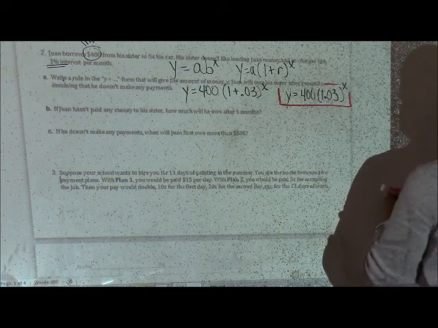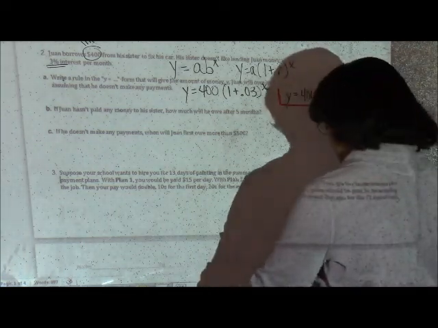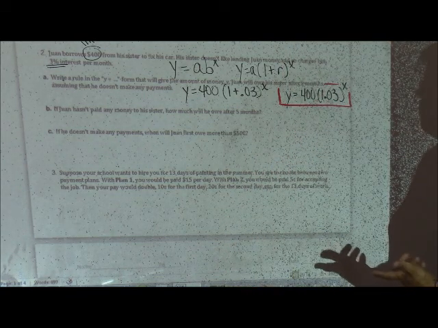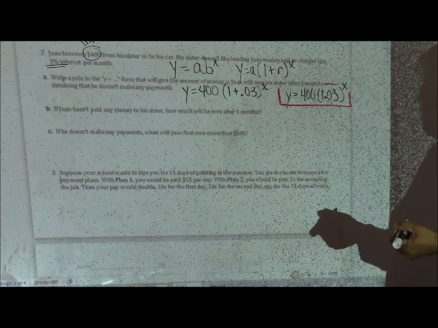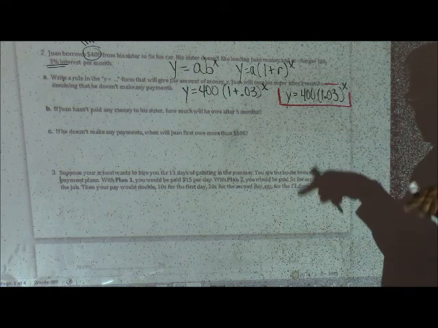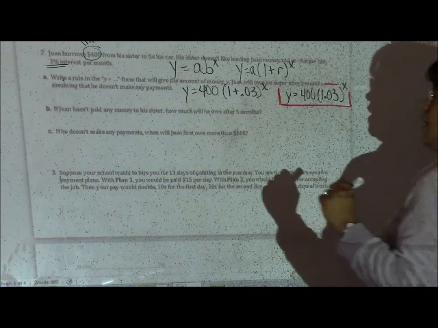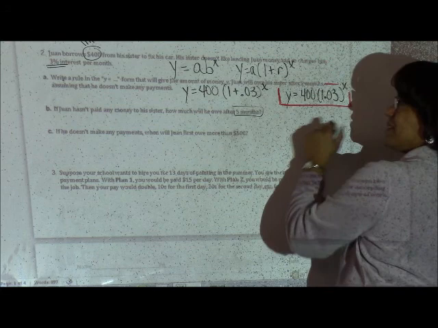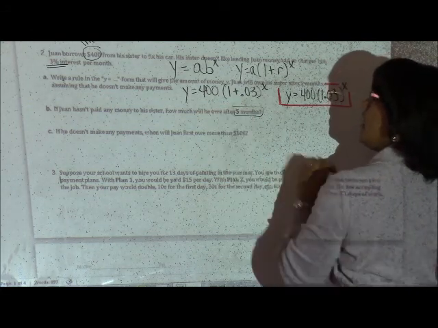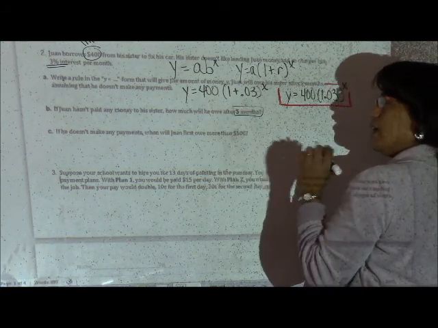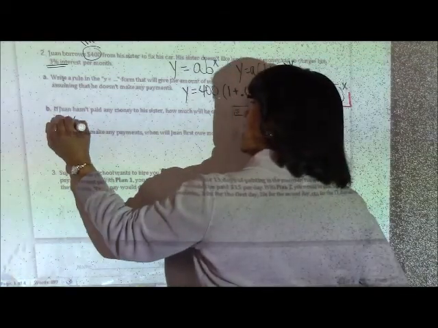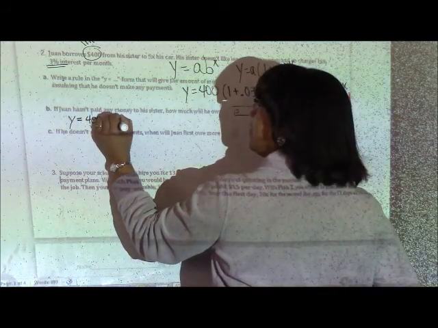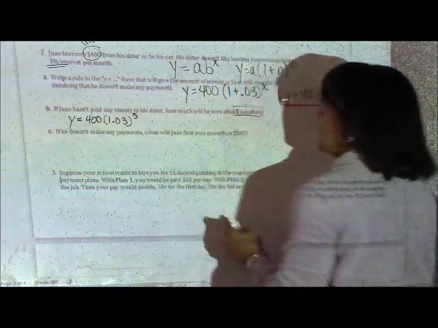Okay, B: If Juan hasn't paid any money to his sister, how much will he owe after 5 months? So now think about what they're asking. Are they asking for x or y? Okay, they're asking for y. The number of months, your time, is going to be your t, or your x. In this situation, 5 months will be your x. So now let's plug in for x and we can find y. So y is equal to 400 times 1.03 to the 5th power.